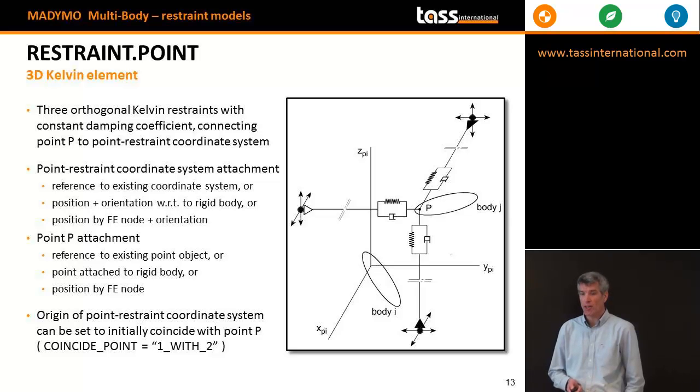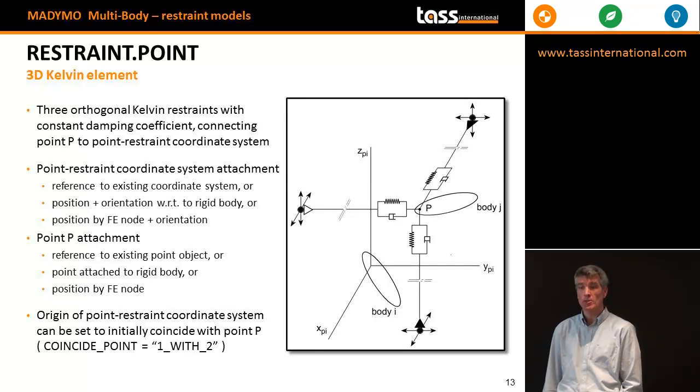Well, the last point of the sheet is about coincident point, 1 with 2. It looks like a simple one, but it can have a tremendous effect on your results. Basically, it means if you specify one with 2, that the coordinate system of the parent is put on top of the point P. That means that initially there will be no forces applied due to damping or springs. On the other hand, if it's off and they are not on top of each other, you will get forces. Of course, this will affect your results.